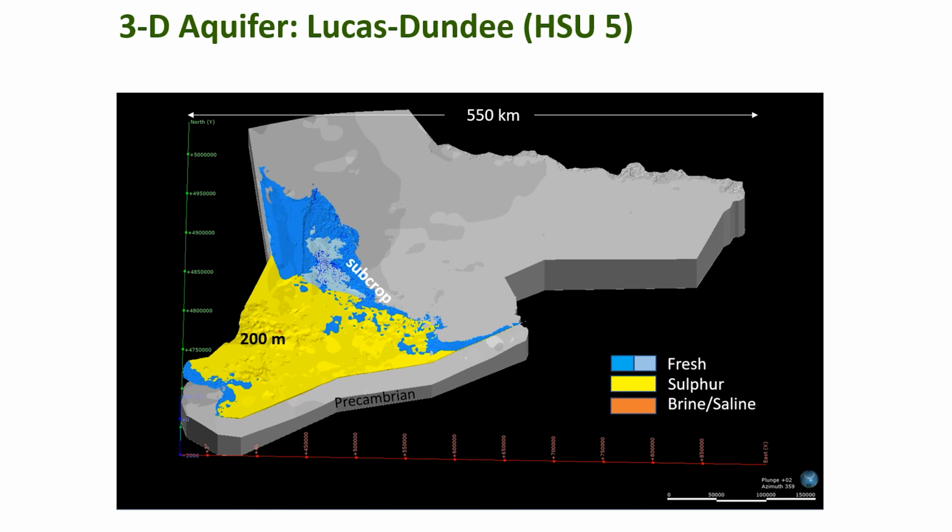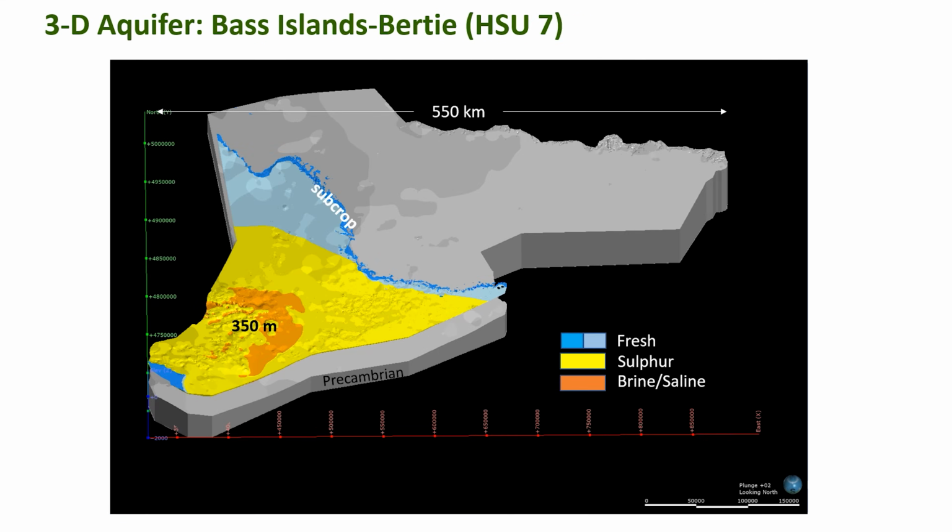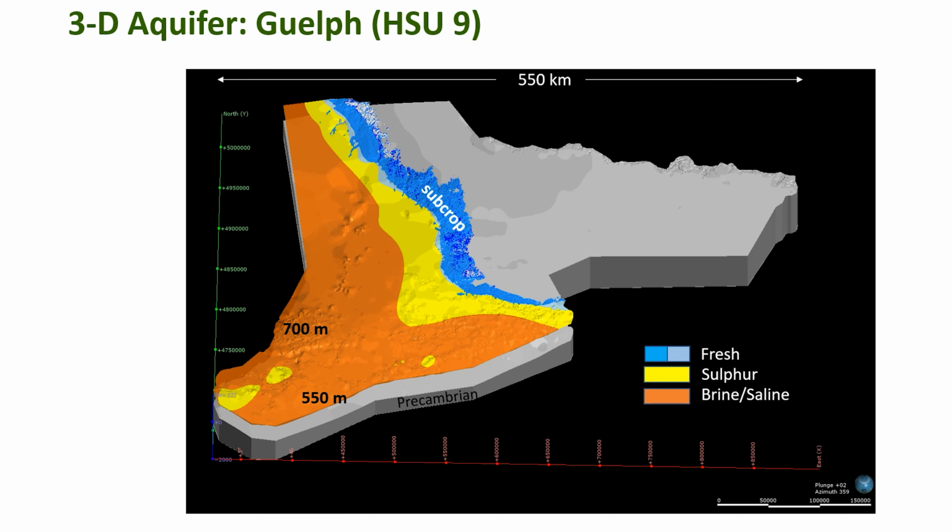Orange is deep brine, yellow is brackish to saline sulfur water at intermediate depths, and blue is freshwater at shallow depths. This first slide is the Lucas-Dundee Aquifer, which is dominated by sulfur water, with freshwater in and near the subcrop belt. This is the Islands-Bertie Aquifers, the next deepest below the Lucas-Dundee Aquifer. You can clearly see a down-dip gradation from shallow freshwater to intermediate sulfur water to brine in the deepest portions of the aquifer.